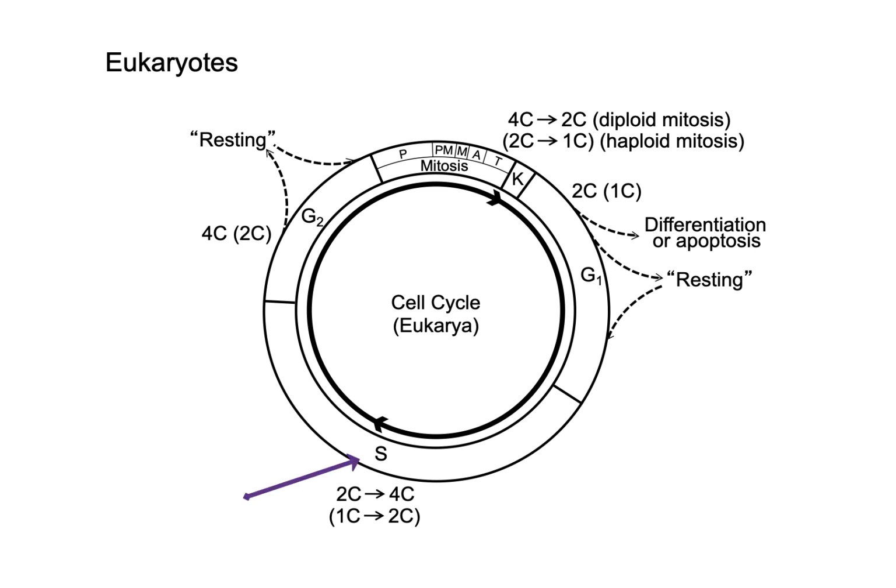Then they go into the S phase, where the amount of DNA is doubled, either from a 2C to a 4C level or from a 1C to a 2C level. And then into the G2 phase, where the cells are 4C or 2C, depending on the cell type. And they can also go into a resting stage here, and then into mitosis, where you have prophase, prometaphase, metaphase, anaphase, and telophase. And then finally, this K stands for cytokinesis.